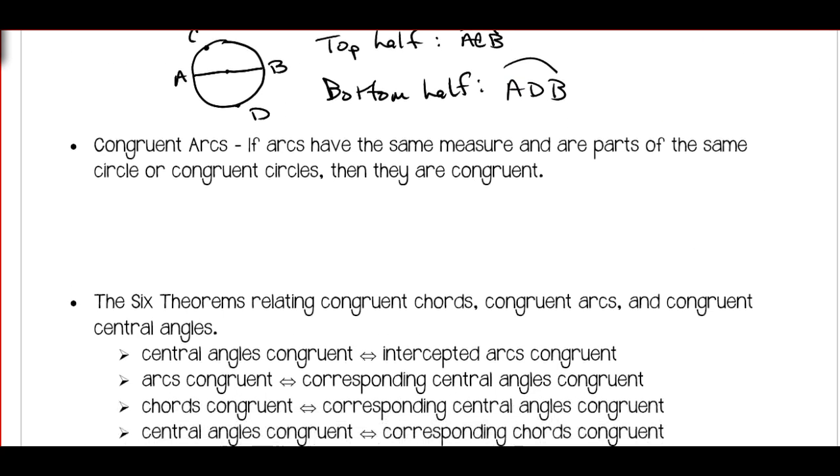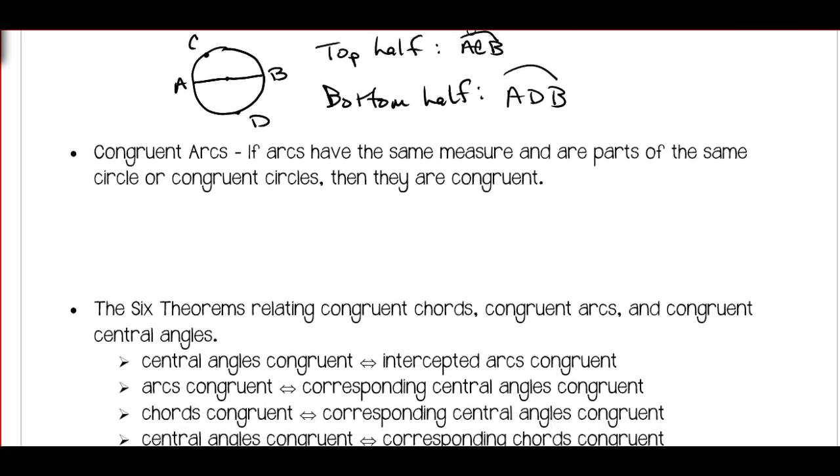Now, we're going to talk a lot about congruent arcs, congruent chords, congruent central angles. When we're talking about congruent arcs, if arcs have the same measure and are parts of the same circle or congruent circles, so they need to have both of these characteristics. They have to be the same measure and they have to be part of the same circle or congruent circles. Then they are congruent. So that's really important that you make sure they have both of those characteristics.